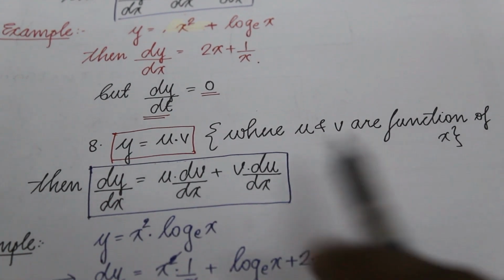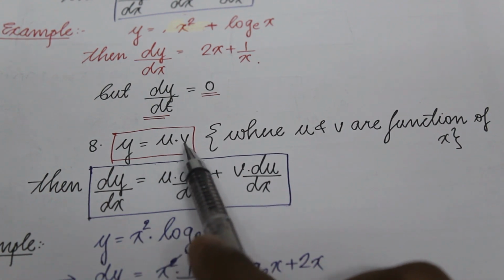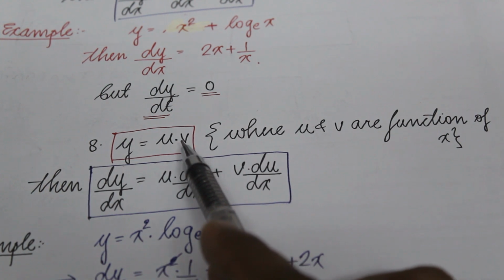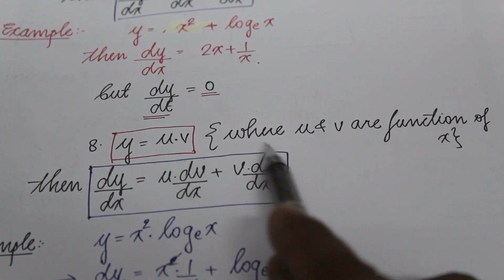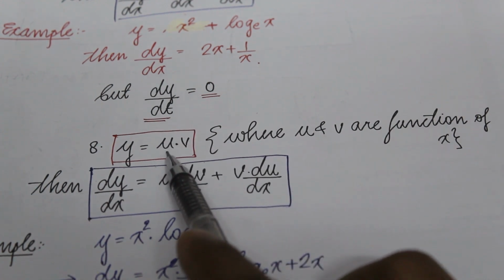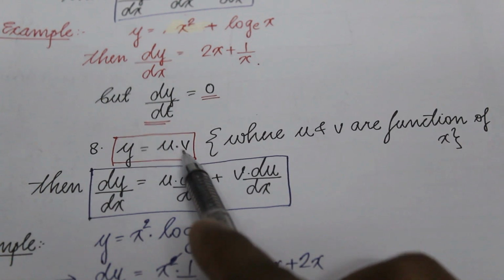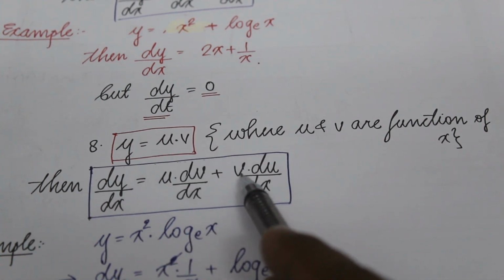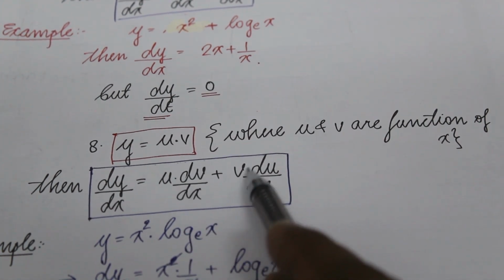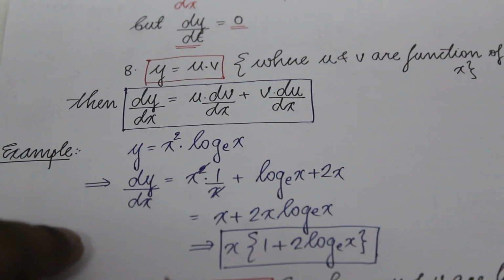Moving on further, what if two functions are multiplied, that is u into v? Earlier we have studied u plus v or u minus v. Here we will study u into v. So this is the formula for finding out dy by dx. Take the first function as constant, differentiate second, add, take second as constant and differentiate the first. I will explain you this by using an example.